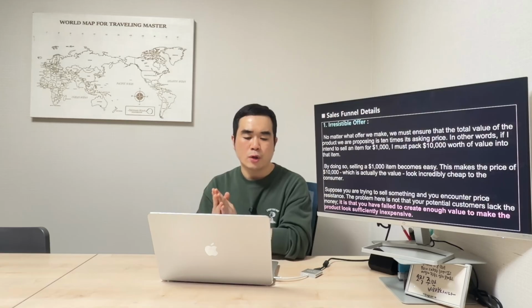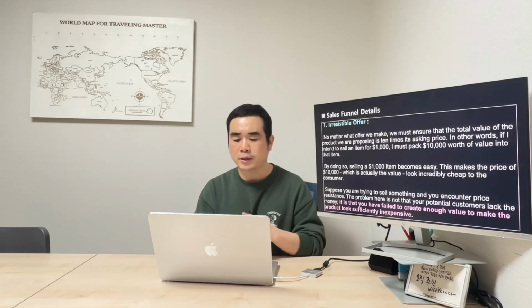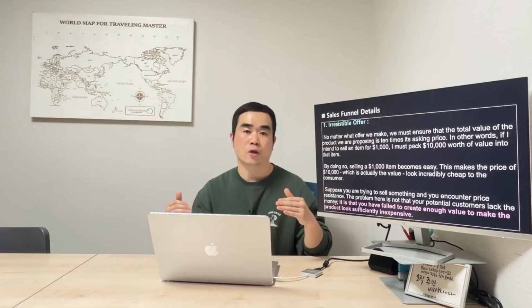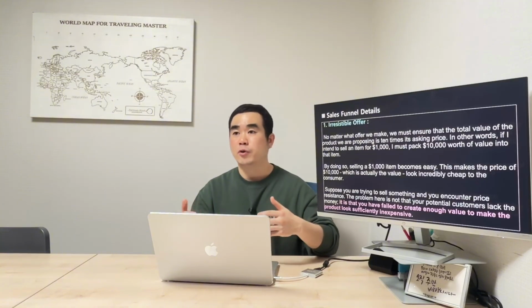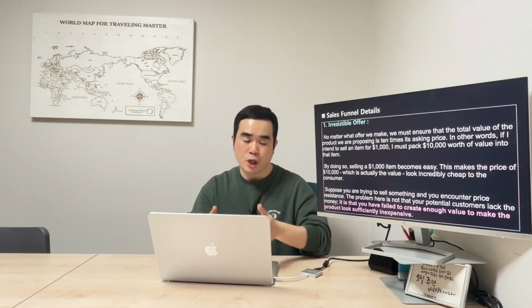By doing so, selling a 1,000 dollar item becomes very easy. The price is 1,000 US dollars, while the value is 10,000, so it looks incredibly cheap to the consumer. The consumer thinks this is very reasonable and very cheap.